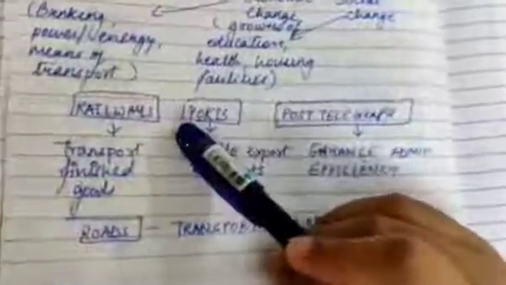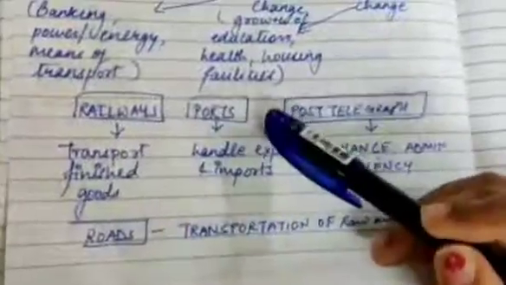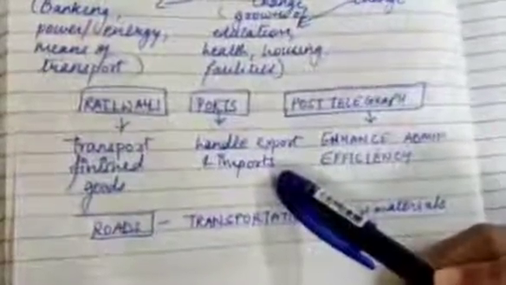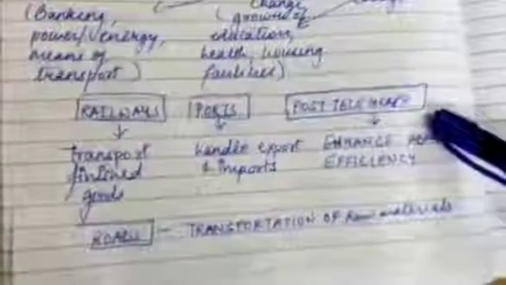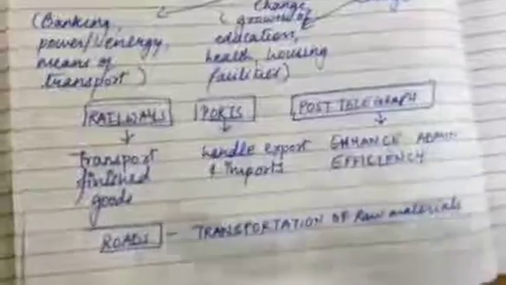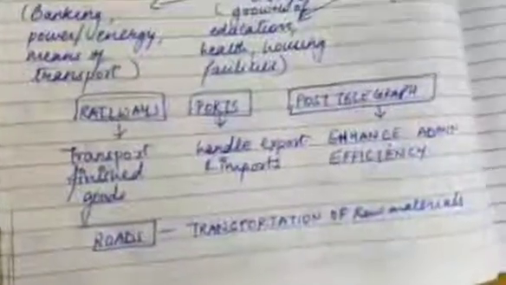Now, the state of India's infrastructure on the eve of independence can be described in terms of the following observations. First was railways, which were a means of transport for finished goods and services. Ports were developed in order to handle exports and imports of foreign products. The post and telegraph system was to enhance administrative efficiency, and roads were basically prepared for transportation of raw materials.